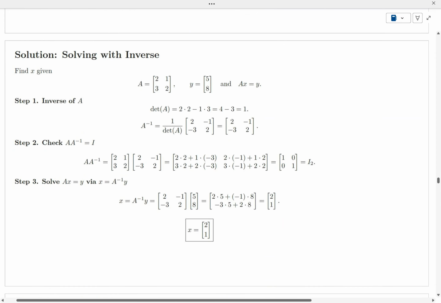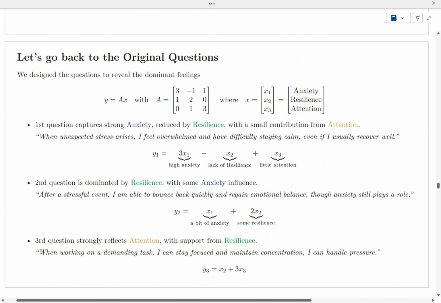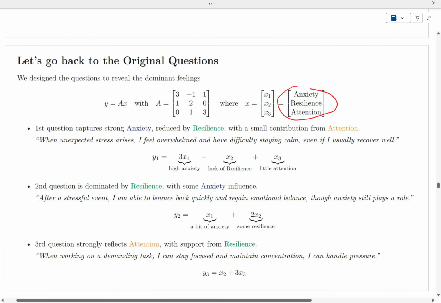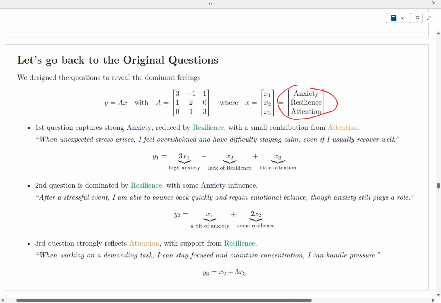Here's the solution. All right, so now we can go back to that original question I was asking, the psychological problem. Let's say we design the question to reveal certain dominant feelings that you have. Each person can have three possible feelings. In a more complicated situation, you can have way more than three, but let's just say for this situation there are three feelings, and we want to know which one this person feels more from time to time.